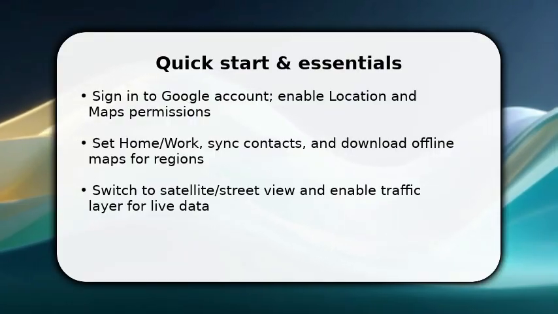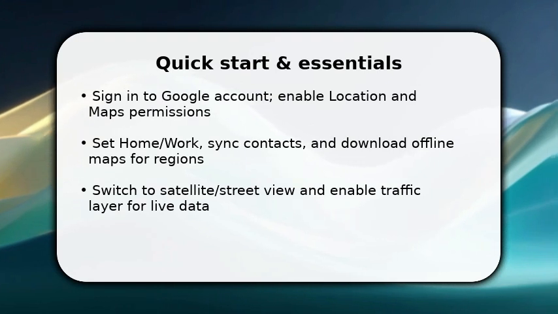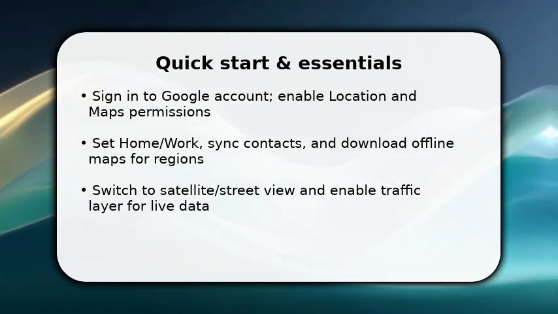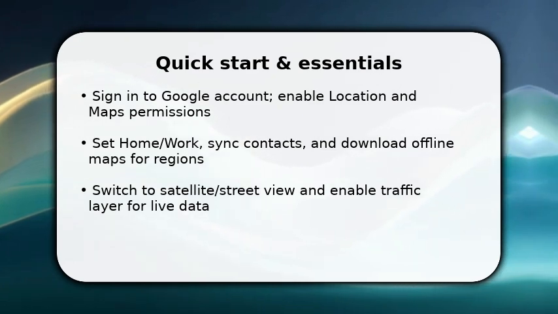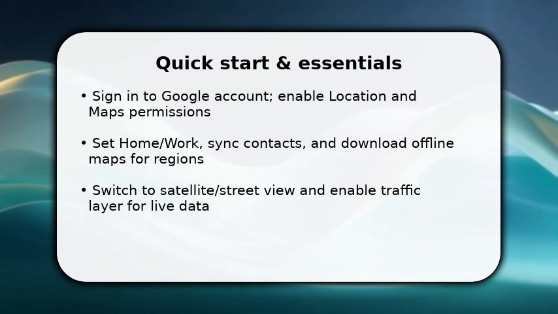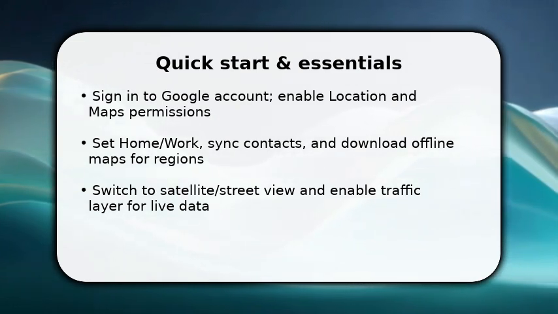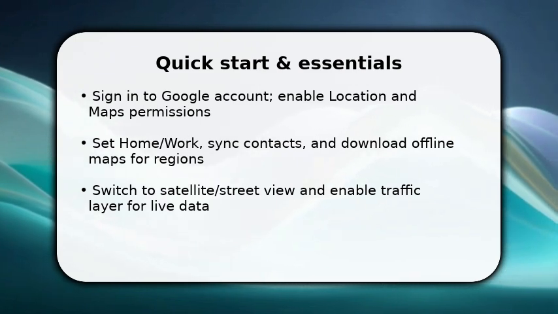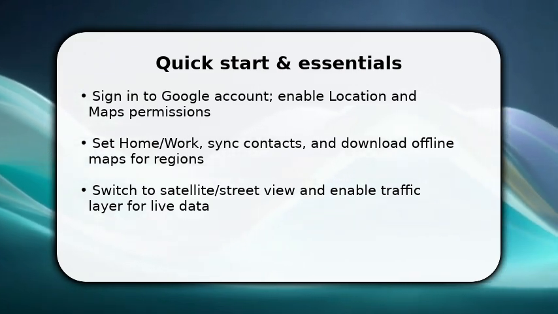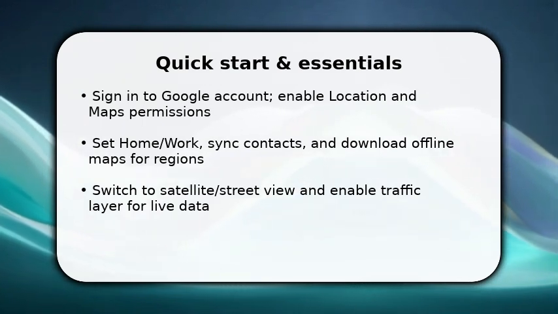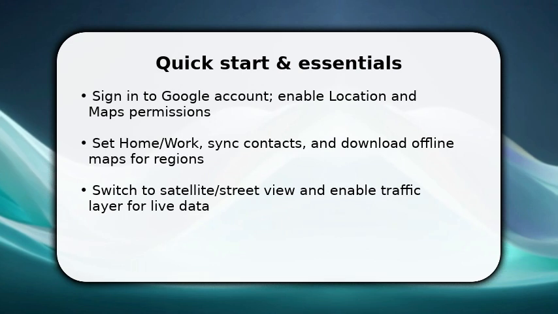You'll begin by signing in and confirming location and maps permissions so data syncs across devices. Once done, set home and work for instant routing and download offline maps for any region you'll need without cellular. Make sure to switch to satellite or street view when visual context matters and enable the traffic layer to see live delays. These first steps get critical data loaded and ready. They also reduce interruptions while you navigate or plan.